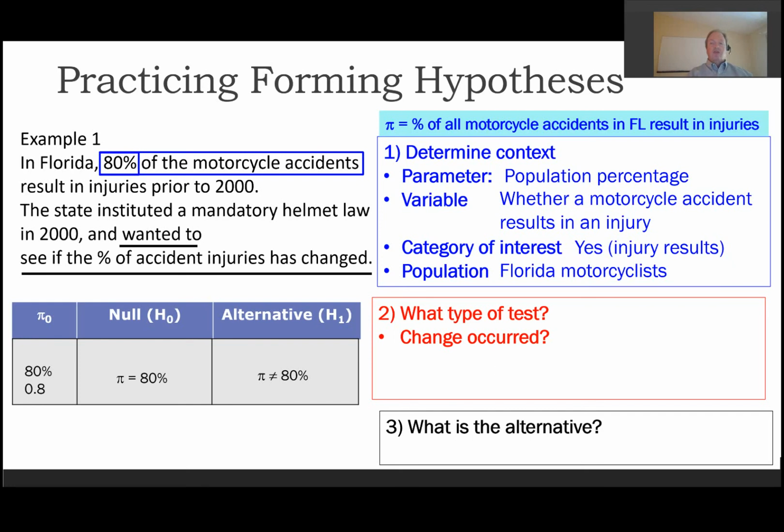And the null is always going to be equal to. If we can show equals, we've established a null. That's sufficient. And this part is important. This is how we write our answer when I ask you to form the hypotheses in the homework. The null is that the percentage didn't change, it stayed the same, and the alternative is that it did.